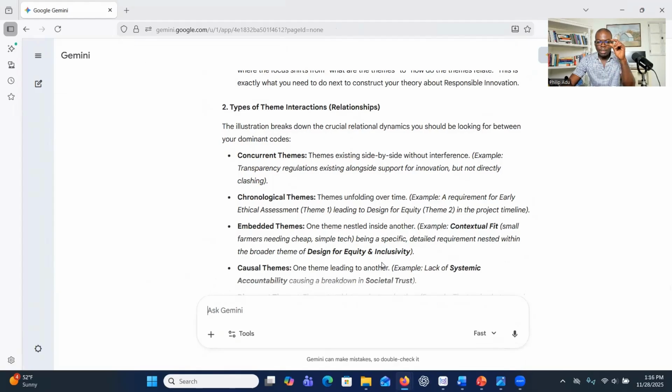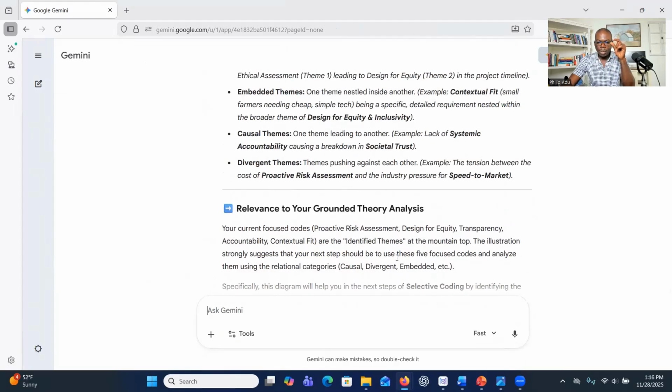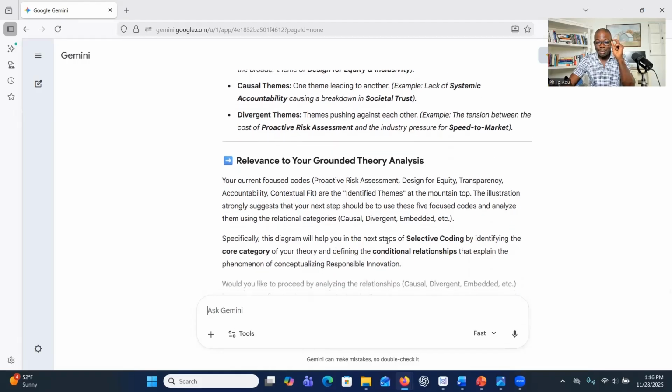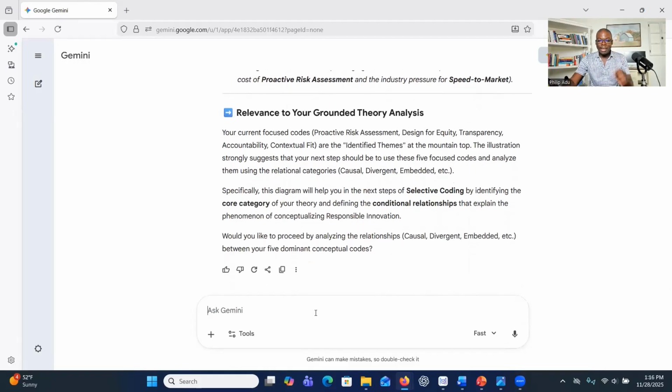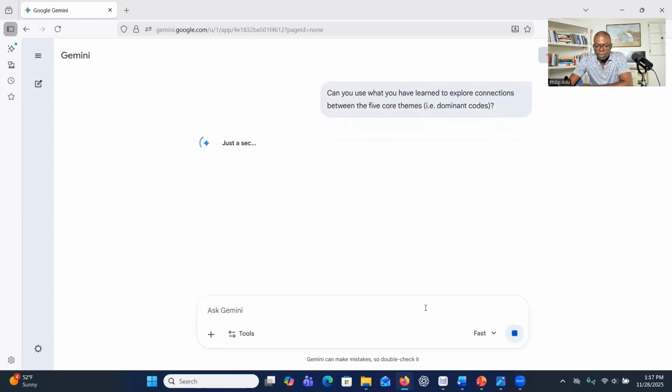So now it has provided the information about a connection, right? And also it even went further to talk about how this one is relevant to grounded theory analysis. That is perfect, right? So I can say, can you use what you have learned to explore connection between the five core themes, that's the dominant codes. So let's see what the system is going to do.